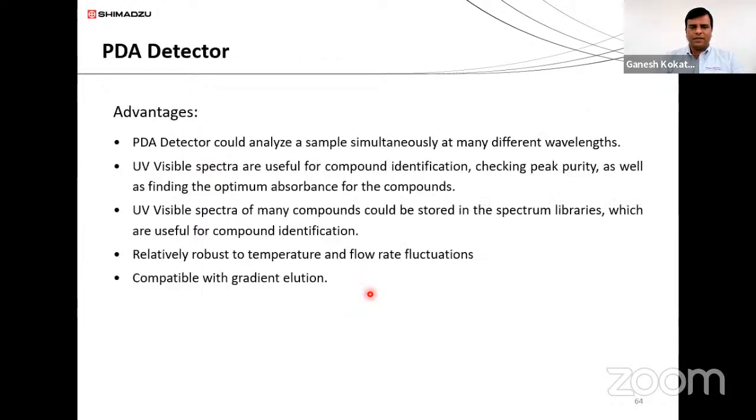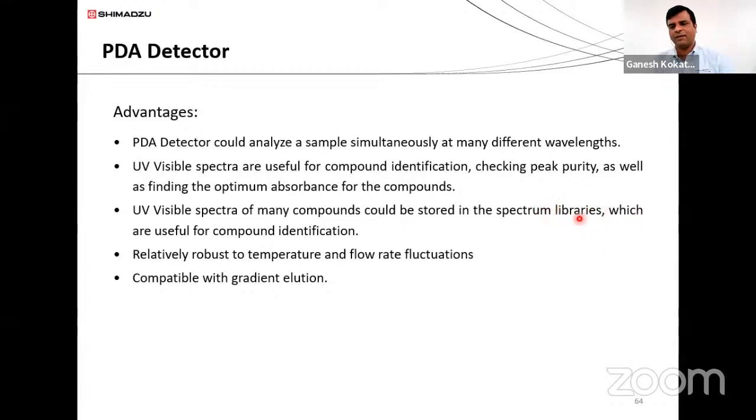So what are the advantages of PDA? PDA is normally used for simultaneous analysis of many wavelengths, as many as possible, from 190 to 800. UV visible spectra are useful for compound identification, checking peak purity, as well as optimizing absorbance. The last is the relative robustness to temperature with respect to flow, and obviously it's compatible with gradient elution.